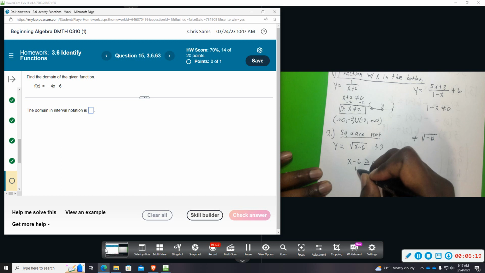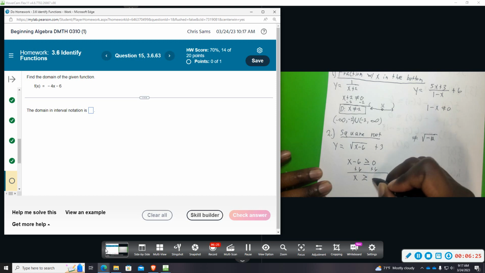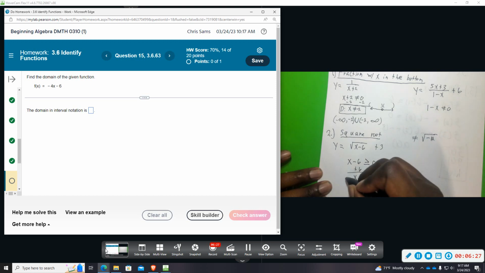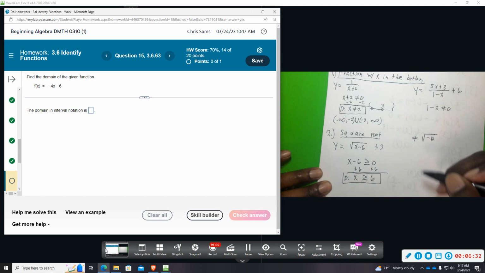And then I would just add 6 to both sides to solve this. And that would give me x has to be greater than or equal to 6. So this would be your domain here. Any number that's 6 or bigger. The way you put that in what we call interval notation, because of the equal to, we would put a bracket, 6 all the way to infinity. The arrow's pointing that way.